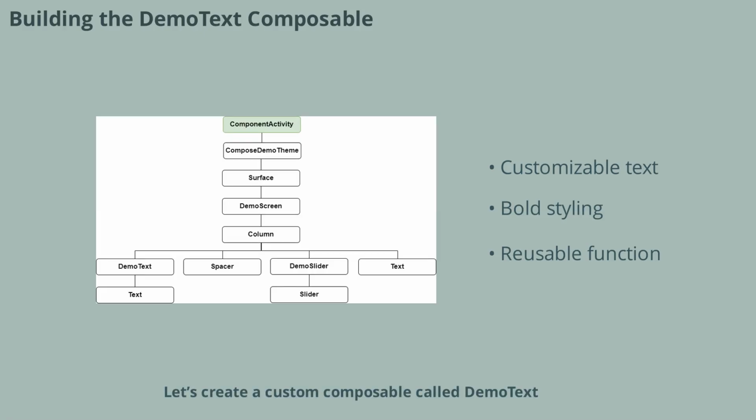Let's create a custom composable called DemoText. This function takes a message and a font size, displaying the text in bold. By passing parameters, you make the composable flexible and reusable. Import the necessary libraries for font weight and size, and you're ready to add dynamic text to your UI.